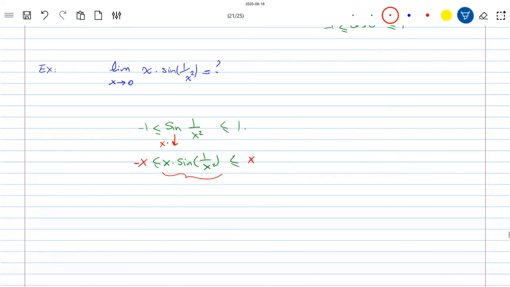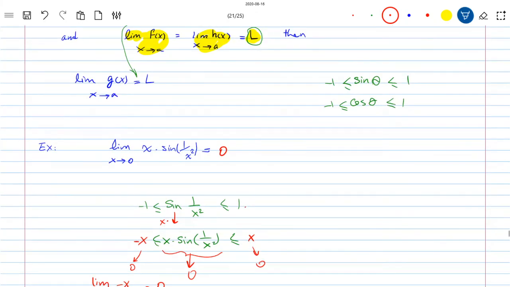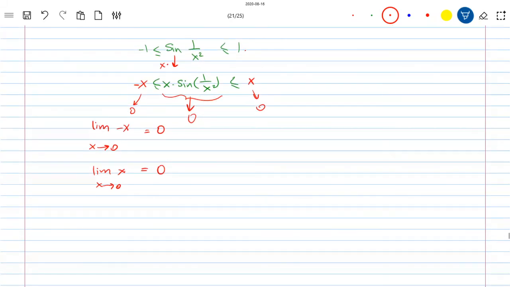If I can figure out the limit of negative x as x approaches 0, and the limit of x as x approaches 0, and these two match, then I can say the limit of the middle function is equal to that. The limit of negative x as x approaches 0 is 0. The limit of x as x approaches 0 is still 0. So both sides are approaching 0. What can I say about the limit of this middle term? That it should approach 0. This is what we call the squeeze theorem. So the limit of this middle function is simply 0. Again, this is normally used when you're dealing with sine and cosine, but there are other examples as well.